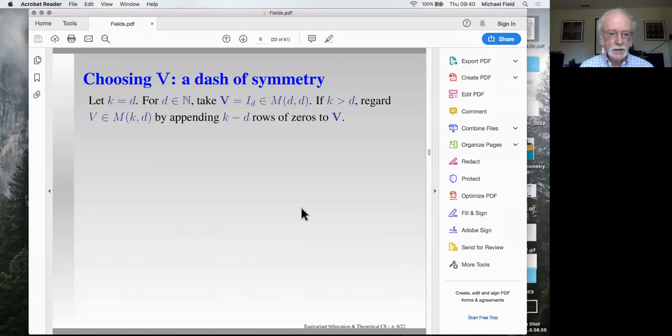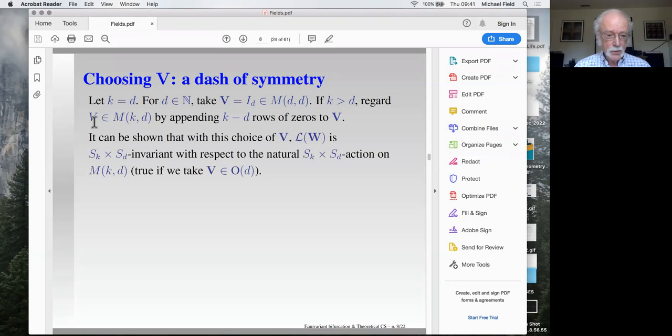Okay, so let's continue. What I'm going to do here might seem a little bit absurd at first. I'm going to choose a very special target, which has a little bit of symmetry. In this case, for the target, I'm taking k equals d to start with. We take V to be the identity. And if k is bigger than d, I'm going to regard V as the identity with k minus d rows of zeros appended to it.